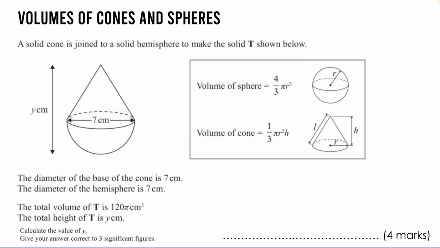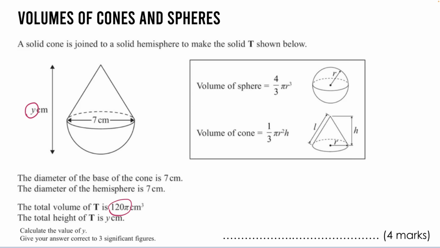So this question here is looking at the volume of cones and spheres. Thankfully you are given the formulas for those, so they'll be next to the question. So have a look at your formulas, just make sure that you are super happy with using them, finding your pi button on the calculator, and we're just going to work out anything that we can see. So this particular one here tells us that the total volume of the shape is 120 pi, and the total height is y. So we are going to work out the value of y in this question.